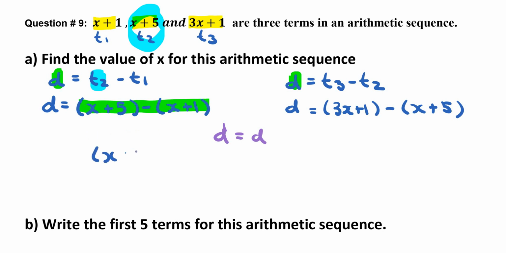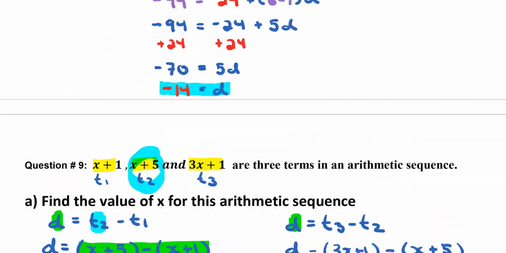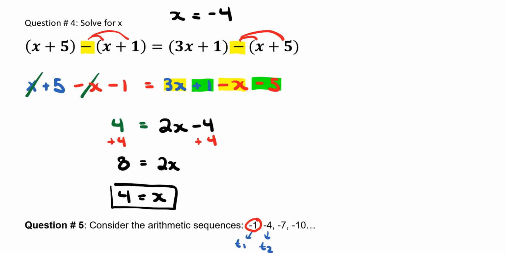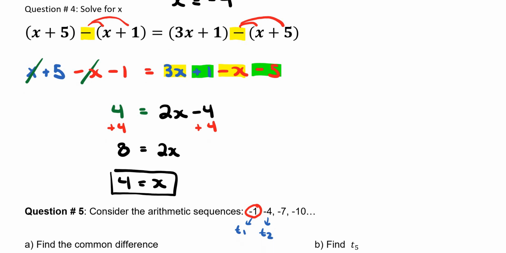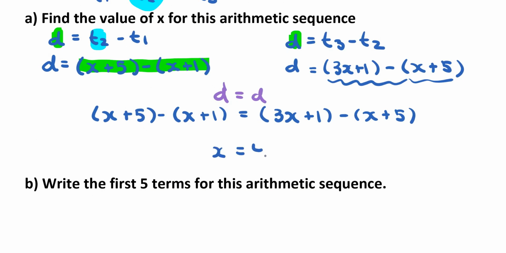And then I have my common difference over here, which is going to be 3x plus 1 minus x plus 5. And then from here, we need to solve this equation here, and this should look very familiar to one of the homework problems that we approached earlier on. And if I go back to some of the questions that we've looked at, I believe it's this question right here, right? It's pretty much this exact same question right here. So I'm not going to solve this one over here. We know the x value here is going to be x equals 4.